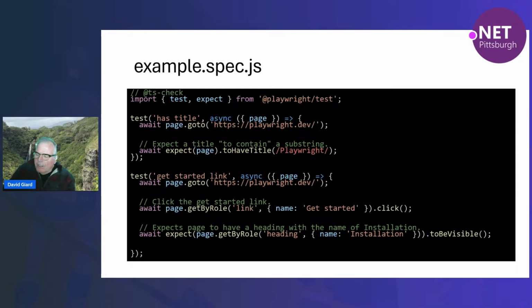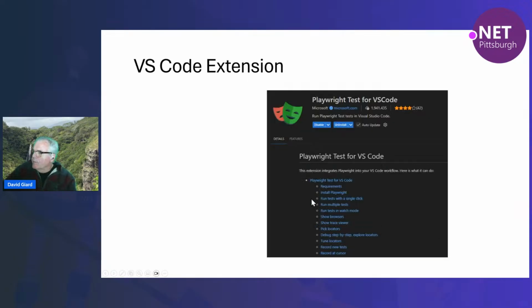And if you go to the playwright.dev site and look at the documentation, you can find more information on there. If you install the Visual Studio plugin, you'll see some IntelliSense that will help you out as well. And here's the Visual Studio Code extension. This one is published by Microsoft. You just go into VS Code and search for Playwright. It'll be the first one that pops up there.